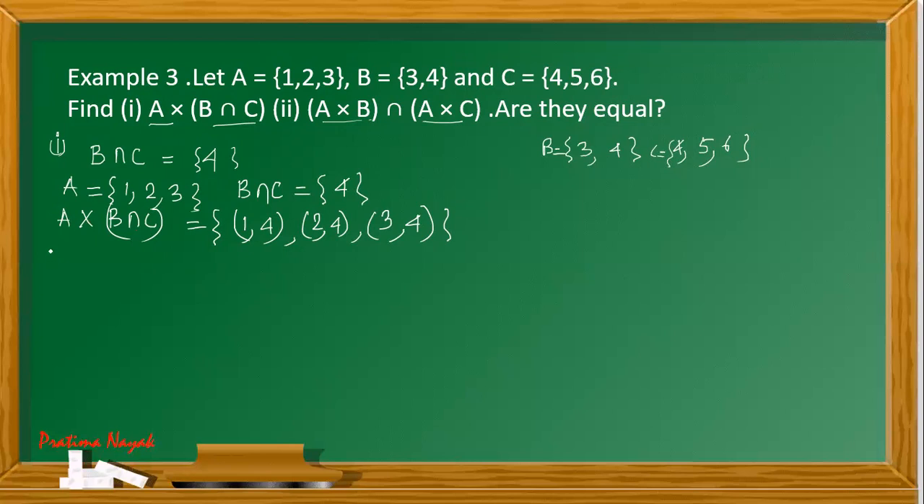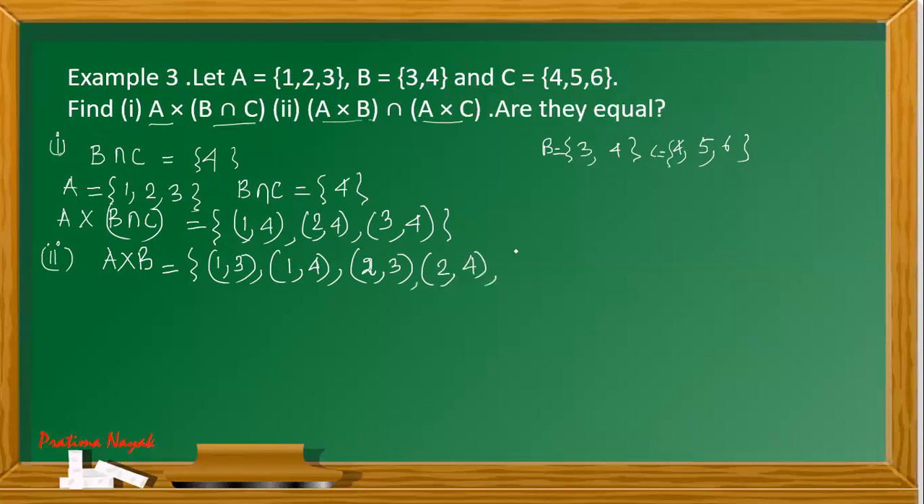Next I'll go for part 2. First I'll find A product B. A product B means I'll take one element from A, one element from B. So (1, 3). Next (1, 4). Next (2, 3). Next (2, 4). Then (3, 3). And last will be (3, 4).